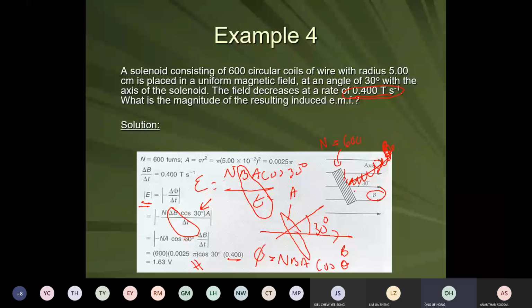So where does the negative go? Okay, the negative is there. You can put the negative 1.6. Yeah, I should have the negative, right? The field decreases, right? The rate of field decrease is 0.4. That means the B over T itself is a negative value, because it decreases. So it's a negative 0.4 rate.